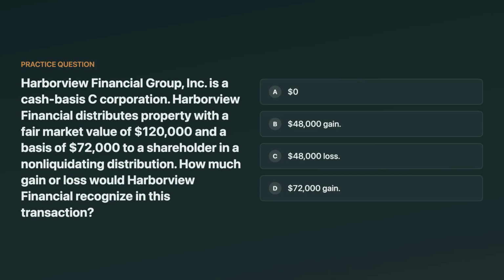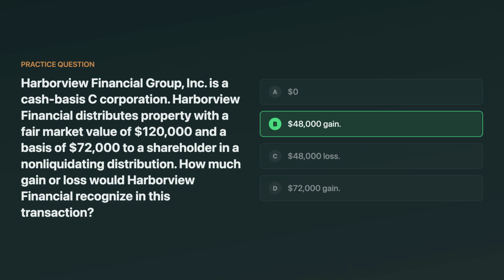Harborview Financial Group is a cash-basis C corporation. It distributes property to a shareholder in a non-liquidating distribution. The property has a fair market value of $120,000 and a basis of $72,000. How much gain or loss does the corporation recognize? Options include zero, a $48,000 gain, a $48,000 loss, or a $72,000 gain. Think about it.